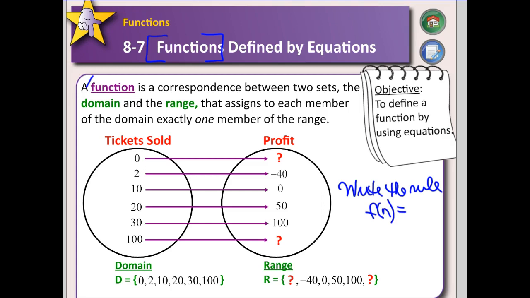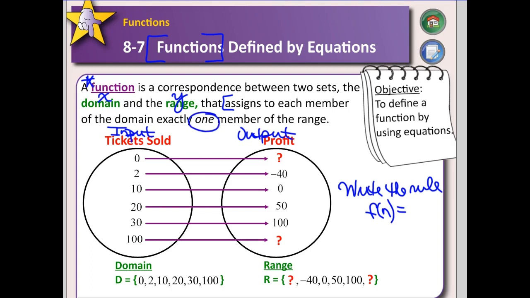A function is a correspondence between two sets. The domain is usually our input, and we know it as the x values, and the range, which is our output, which we know as the y values. And here's the key. It assigns to each member of the domain exactly one member of the range.